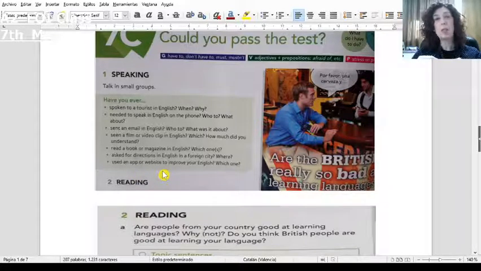Duolingo, for example, is a good app, this kind of app to improve your English, listening and speaking. And remember that you have your Oxford Online Practice to get practice. So, let's start today's lesson.